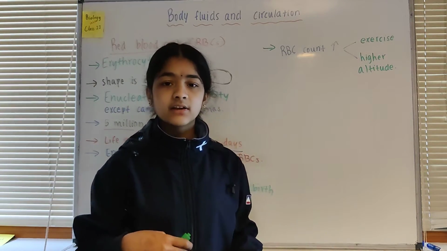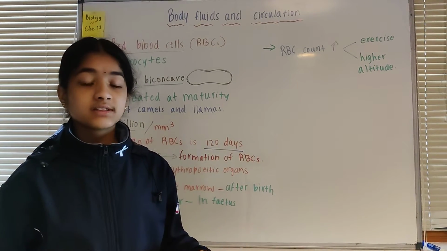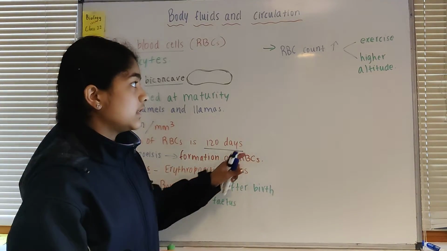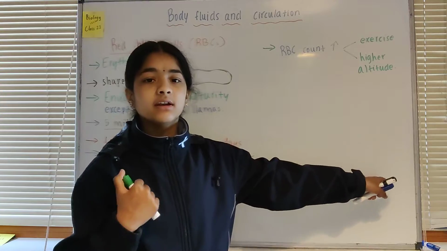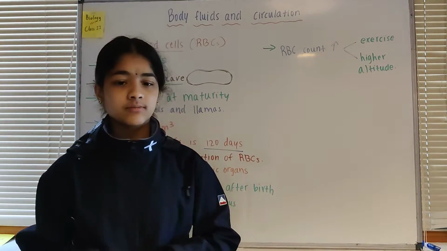And during high altitude, when they go up in the mountains, the oxygen level usually decreases. When they go to a higher altitude, they need a lot of oxygen. That's why RBC count usually increases in these conditions.